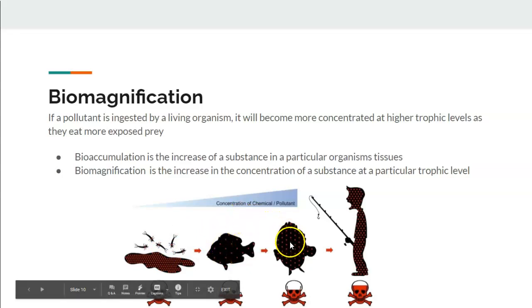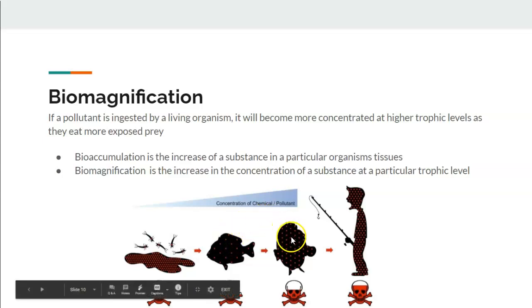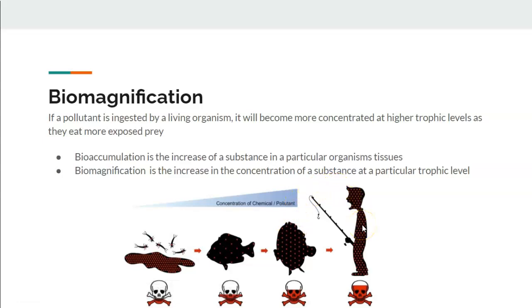In this secondary consumer, they're eating a lot of the primary consumer, so the biomagnification, the increase of this toxin, is now going up again in the secondary consumer. And then by the time it gets to the tertiary or apex predator, the biomagnification is much larger because the concentration has increased at each trophic level.